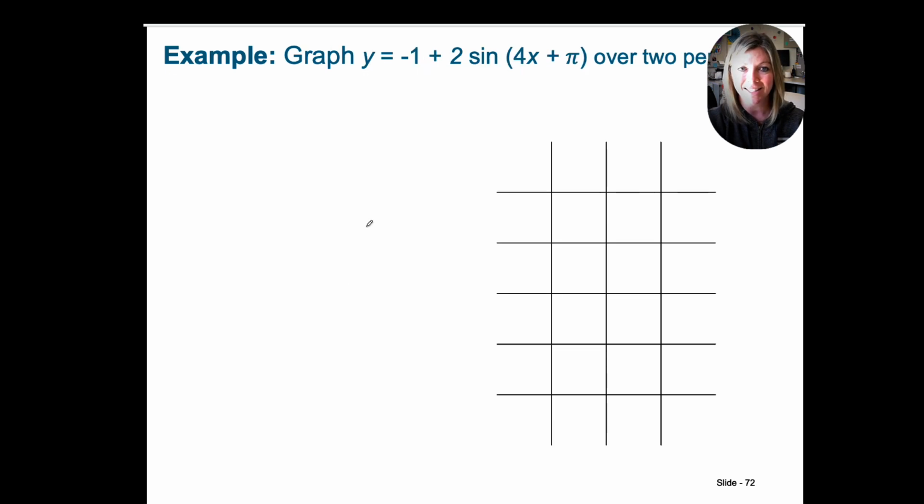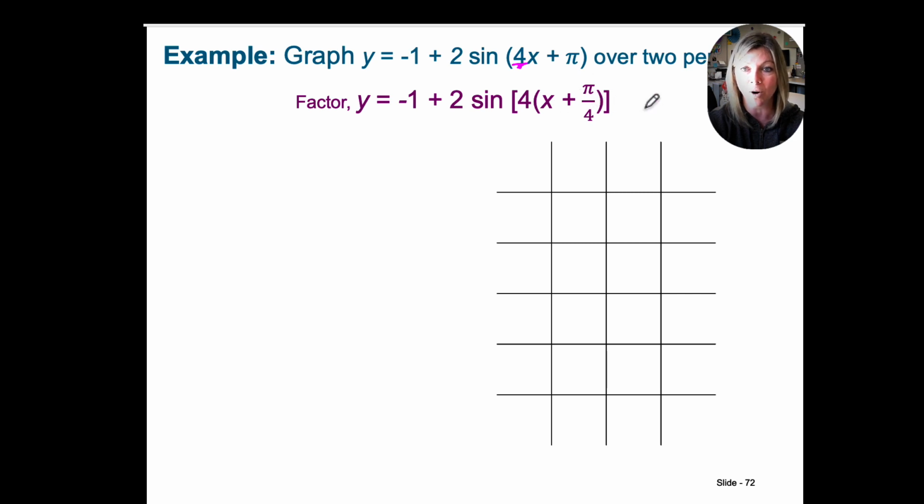All right, last example, and then we'll pause and do some homework. Graph y equals -1 plus 2 sine of 4x plus pi over 2 intervals. Before you start, notice that this 4 needs to be factored out to put this in the standard form: 4 times the argument x plus pi over 4. So I want you to pause the video, use this form, go through your alphabet, A, B, D, and C, and try to graph this function.